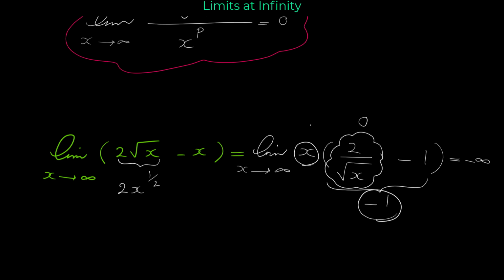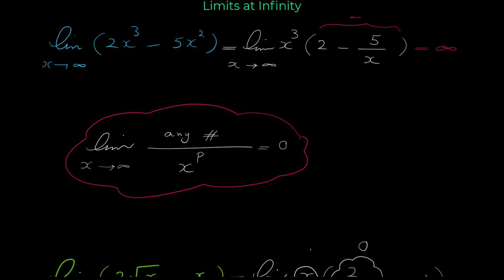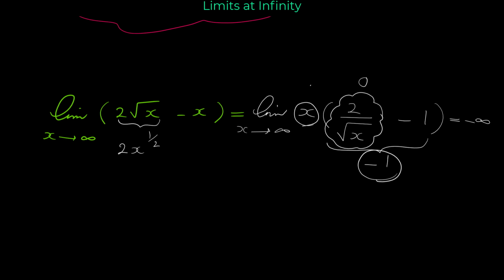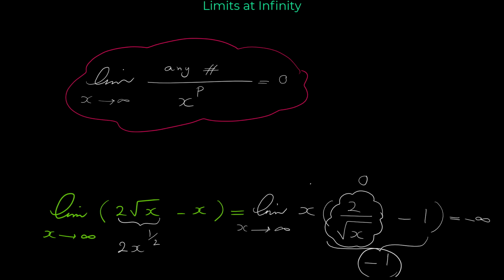So when we don't have fractions and we want to find the limit of functions that are not in fraction form, they are not rational expressions, you have to factor the highest degree between the terms that you have, and then you can make fractions in this way, and by using this rule here, the limit of any number over x to the p equals 0, you can find the limits.